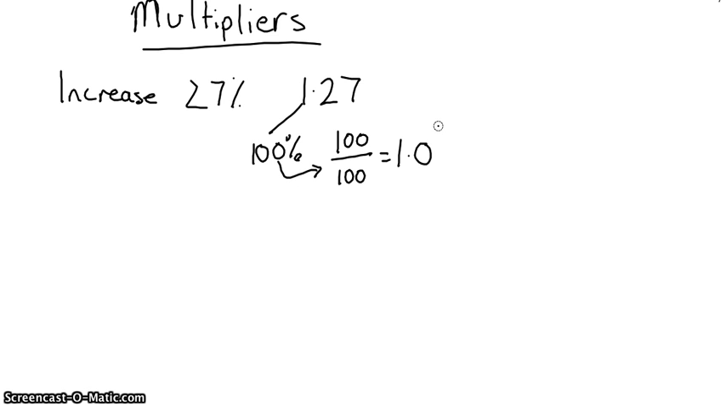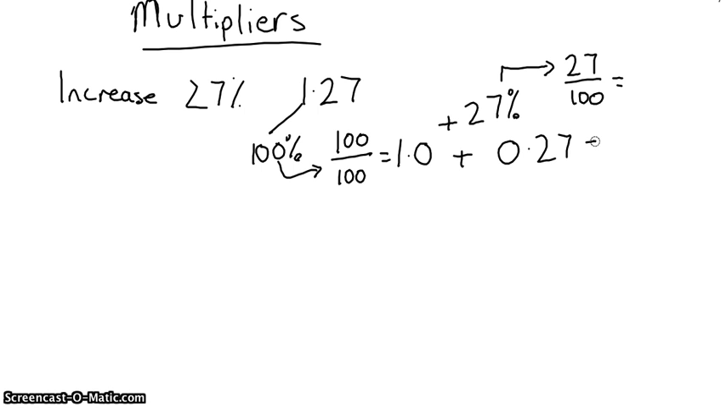Added to that is another 27%. What does that look like as a fraction? It looks like that, which is plus 0.27, and 1 plus 0.27 is 1.27. So that's a quick catch up on the past. We've been through it in other lessons. It's on the YouTube site.